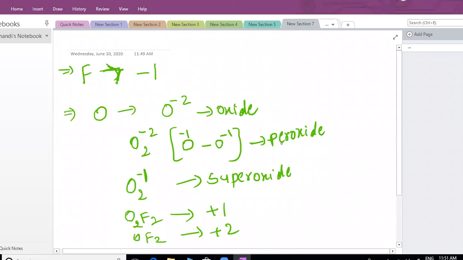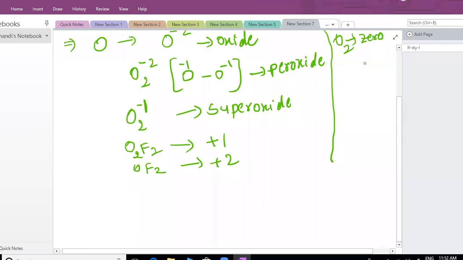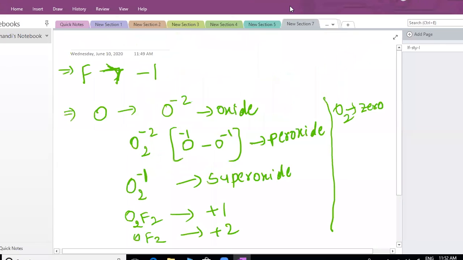One more is there: oxygen can show a 0 oxidation state. In O2, what is the oxidation state here? 0, because this is not combined with any other element. Already I gave this as the first point. If completed, we can move to the next slide. You can ask any doubt. No issue, that's your right. You can ask.